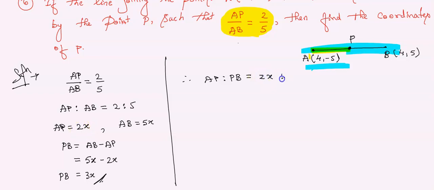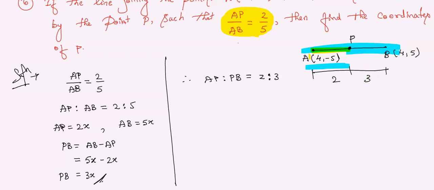AP is 2x, but whenever you write in ratio you should not write x. Whenever you write in ratio, you should not write x. When it is exact AP, it is 2x, but when it is in ratio, you should write only 2. So 2 is to PB is 3. So now we got to know that P is dividing in the ratio 2 is to 3.